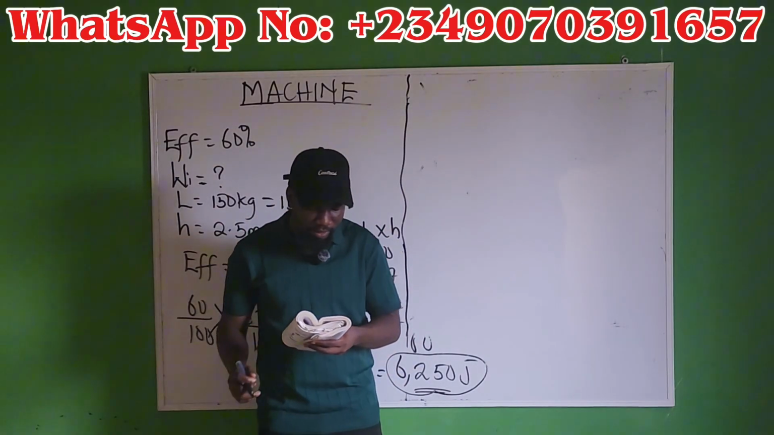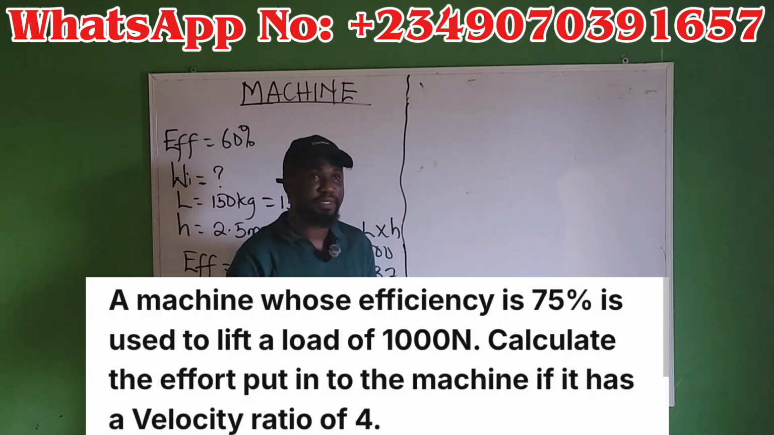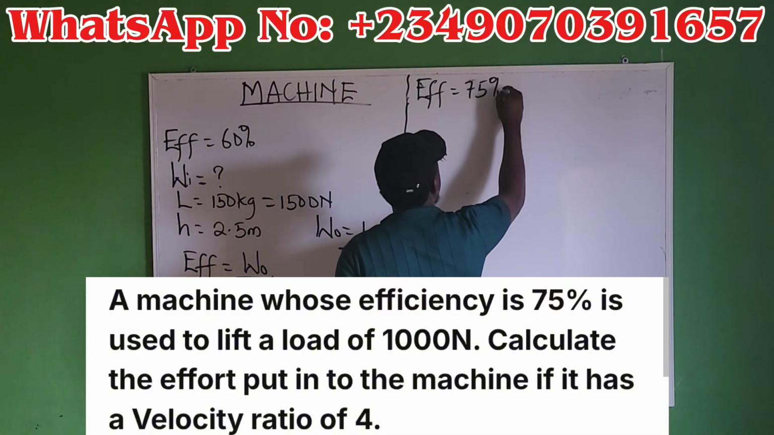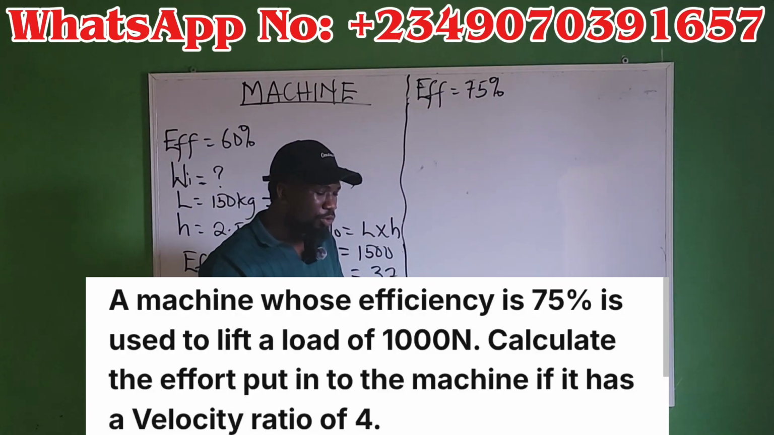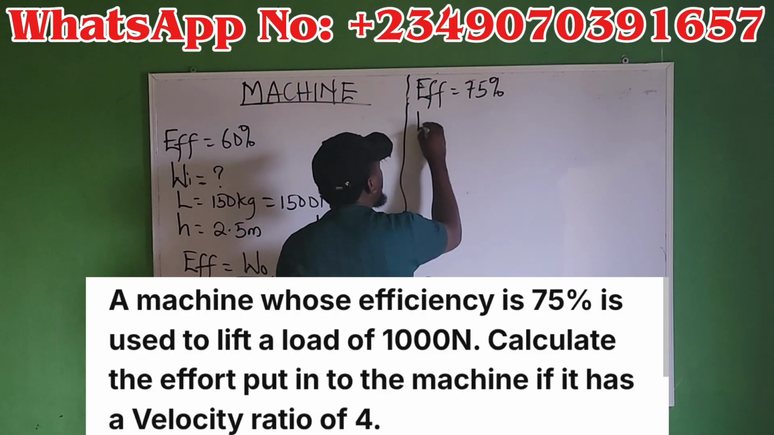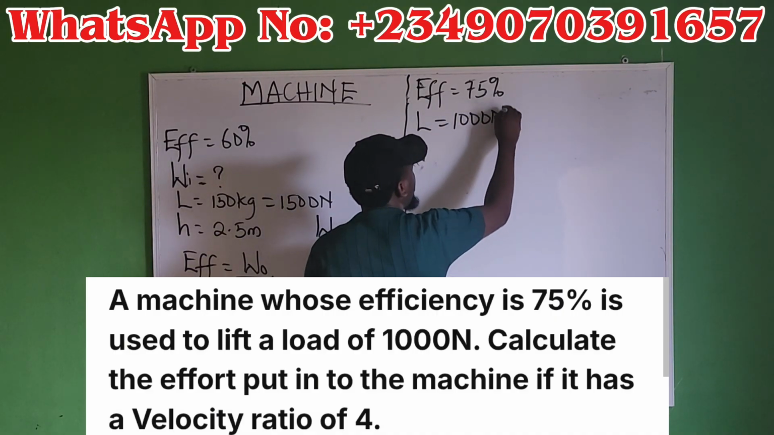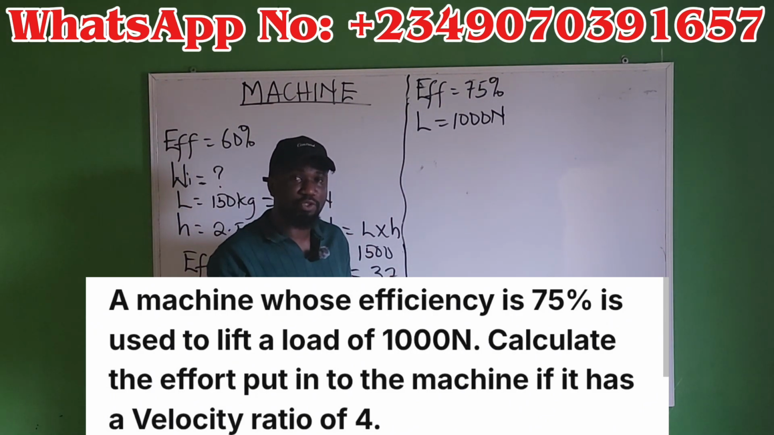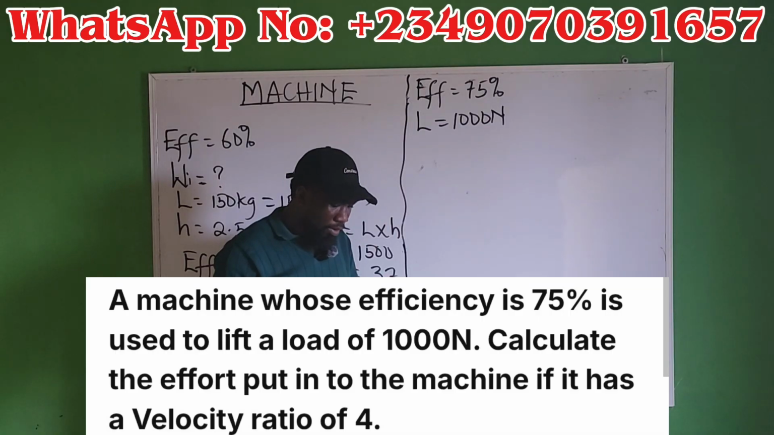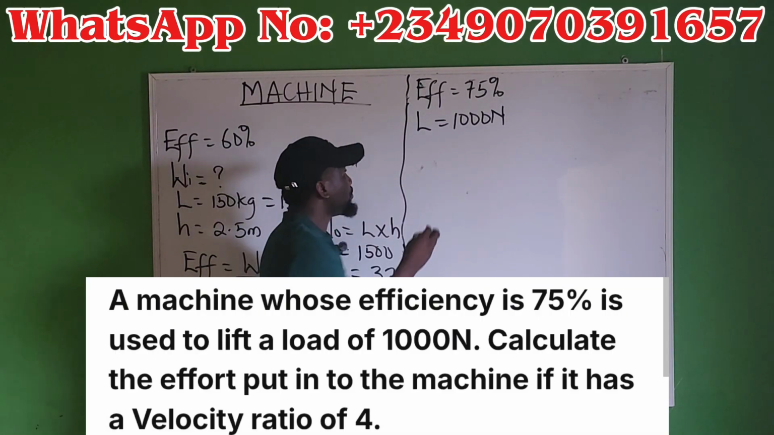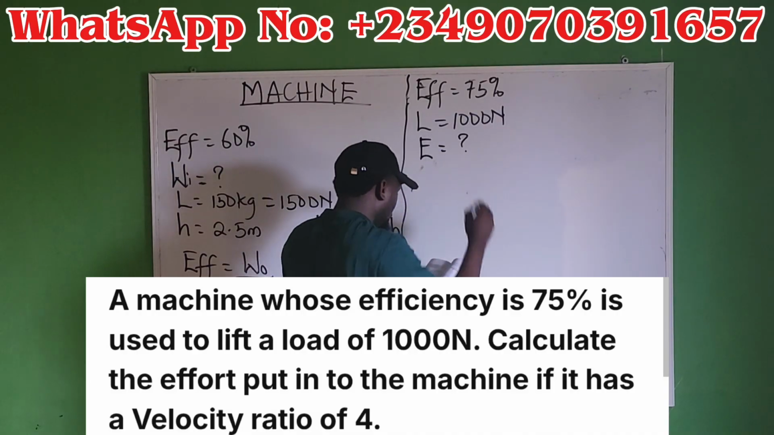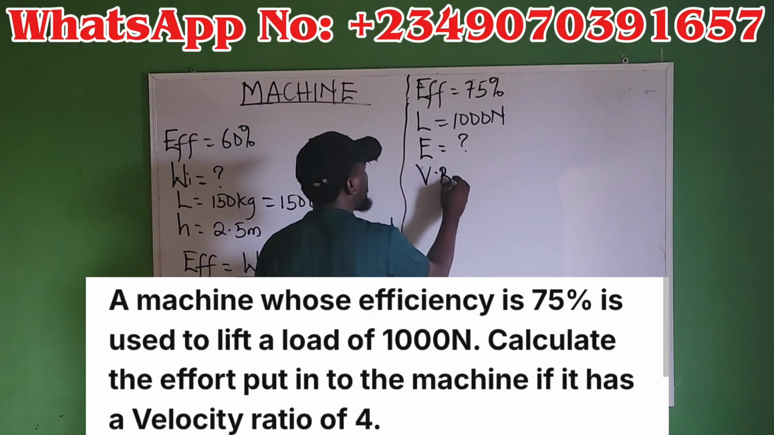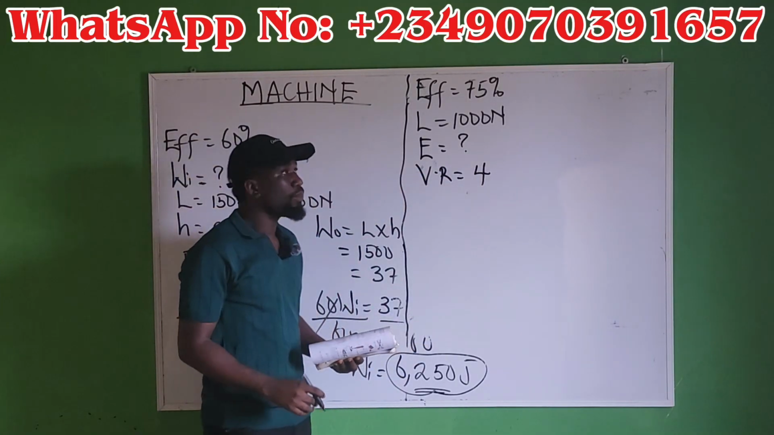The last question says that a machine whose efficiency is 75% is used to lift a load of 1000 Newton. The load is 1000 Newton. Do not forget, if the load was given in form of mass, that is in kilogram, change it to Newton. Calculate the effort put into the machine if it has a velocity ratio of 4. The velocity ratio is 4. So how do we do this?